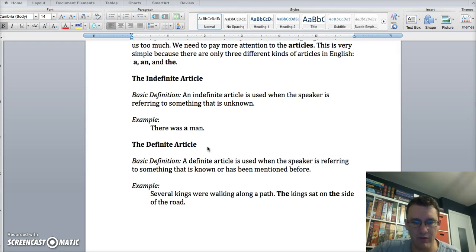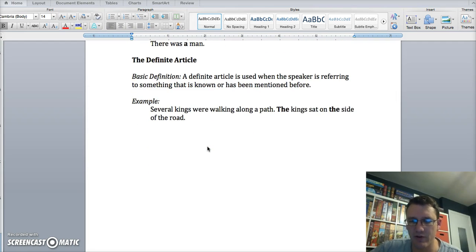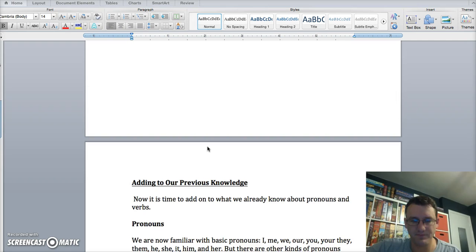So, for instance, several kings were walking along a path. The kings sat on the side of the road. These are ways that we designate that we know where they actually are and who they actually are. They are definite. All right. That's going to become much more important in Greek. We tend to toss those around fairly liberally in English.